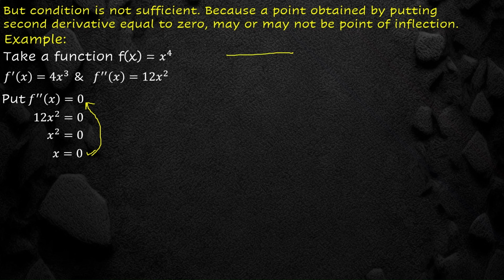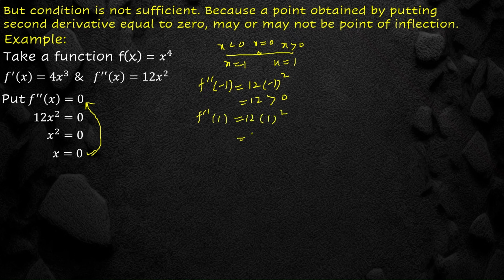Here, the point is x is equal to 0. In the region where x is less than 0, we take a point x is equal to minus 1, and find the value of the second derivative at x is equal to minus 1. It says 12 into minus 1 whole square, which will be 12, which is positive. Now we go towards the right of 0, that is the region where x is greater than 0, and take a point x is equal to 1. Then the second derivative at 1 will again be positive.